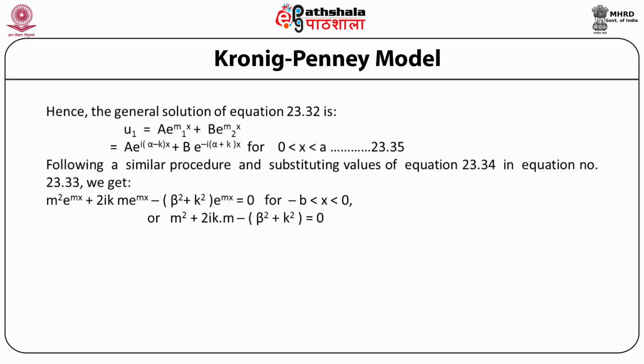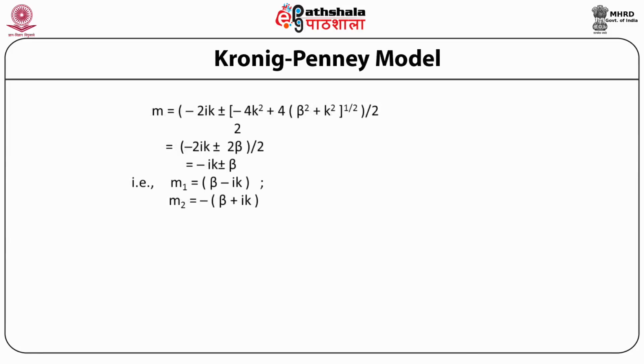Following a similar procedure and substituting values of equation 23.34 in equation 23.33, we get m² e^(mx) + 2ik m e^(mx) − (β² + k²) e^(mx) = 0 for −b < x < 0, or m² + 2ik m − β² + k² = 0.